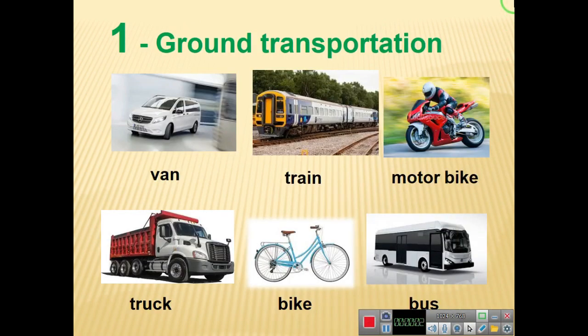Now, let's have more details. We will start with the first type of transportation, the ground transportation. How can we move on the ground? How can we move people and goods? Here are some examples in front of you. The first one, we can move and carry people and sometimes things using a van. Van.